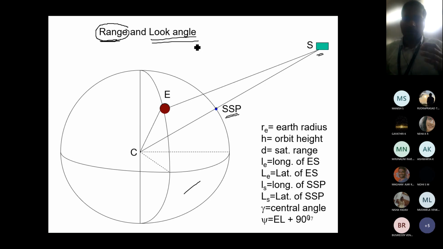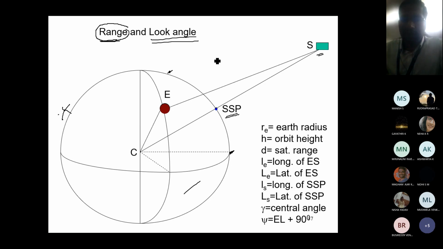Understood? Suppose assume that this point to this point is under the coverage of the satellite. That means any ground station which is present within this range can communicate with the satellite, and the satellite can also communicate with those ground stations. If any ground station is located somewhere here, then this ground station will not be able to communicate with the satellite. So in the second phase, we are going to find out how much portion on the surface of the earth will be in the coverage of the satellite.